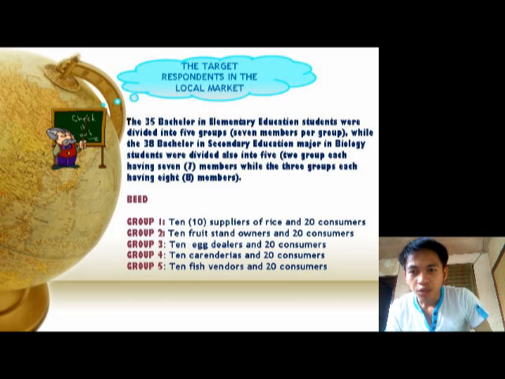Now, we only have common commodities for each group. Group 1 is just going to focus on the rice dealers or suppliers. Group 2, the fruit stand owners. Group 3, egg dealers. Group 4, carinderia owners. And group 5, the fish vendors.